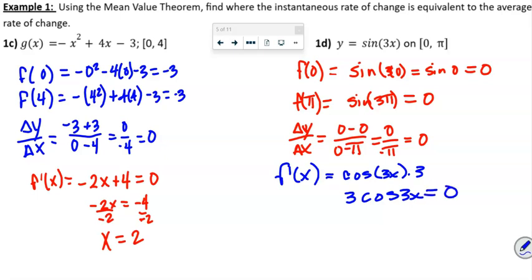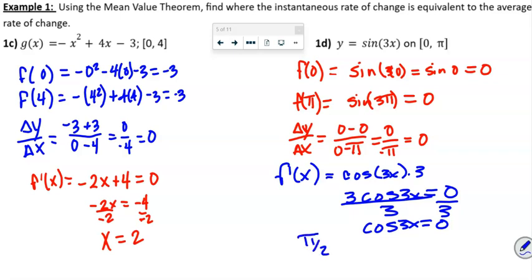So here's the question we have to ask ourselves. First, we're going to divide by 3, get rid of that 3 that's out front. So there's just going to be the cosine of 3x. When is it equal to 0? So when is cosine equal to 0? Cosine is equal to 0 at 3 different places, okay? It is equal at pi over 2.